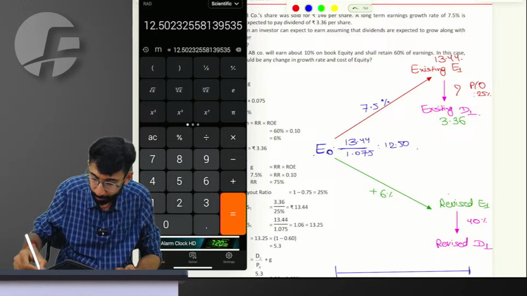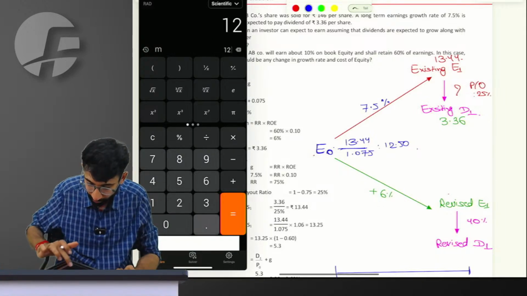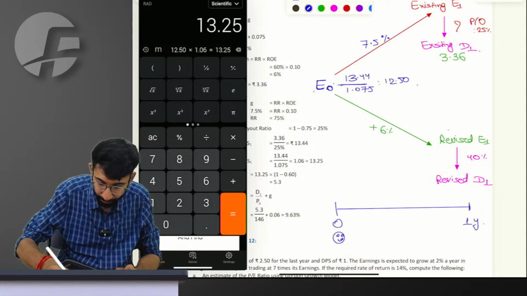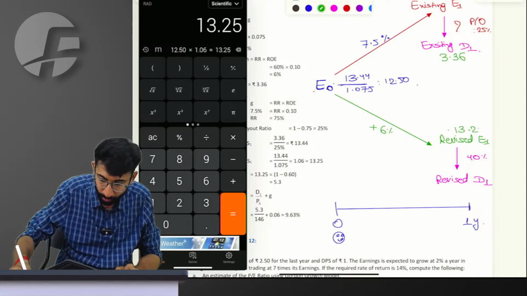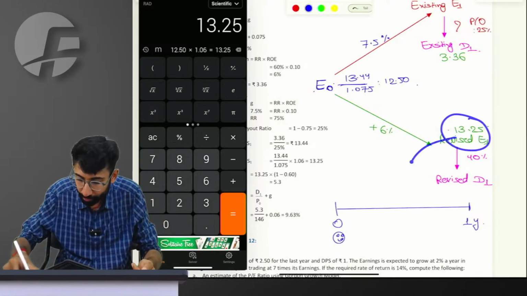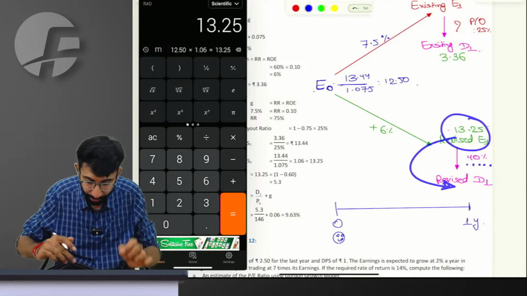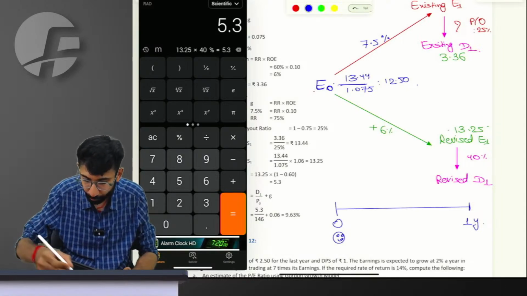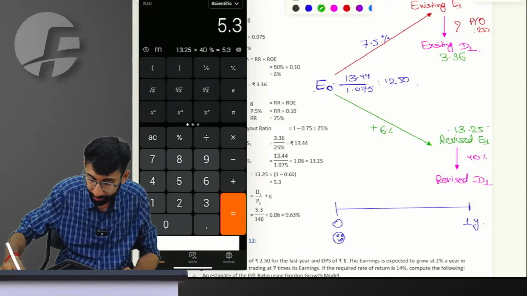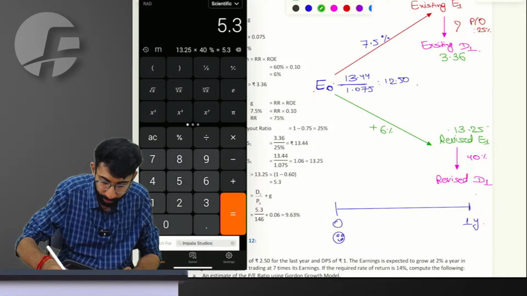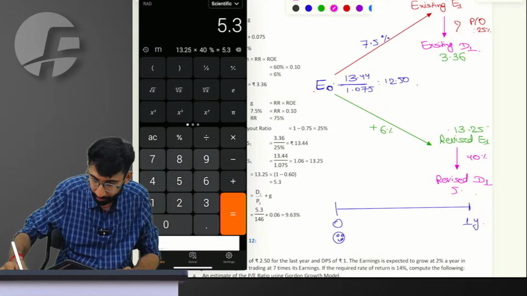Let us add 6% growth to it. So 12.50 into 1.06 gives me 13.25 as my revised EPS. And because of revised growth, my EPS has revised, and of this revised EPS, if I distribute 40%, which is 5.3, everyone in the class, that becomes my revised dividend. And do you realize this is what was needed for me to calculate KE?